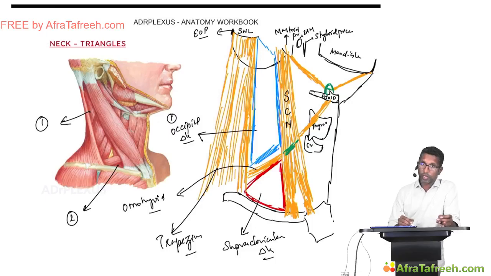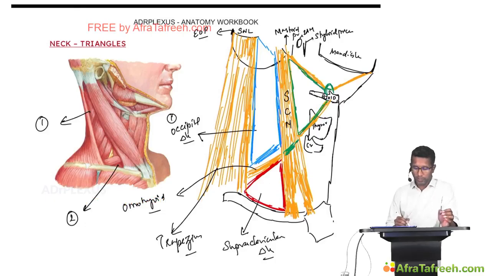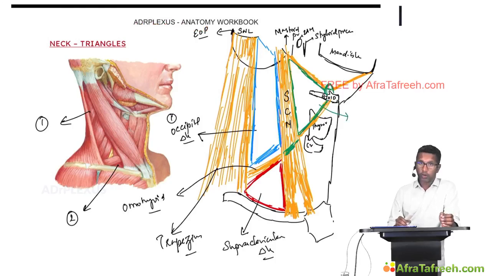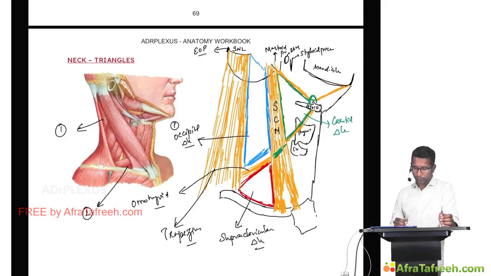And when you see this triangle, which is bounded by the sternocleidomastoid posteriorly, antero-superiorly by the posterior belly of digastric, and antero-inferiorly by the superior belly of omohyoid, then that triangle is called the carotid triangle. So this triangle is called what? This is called the carotid triangle.